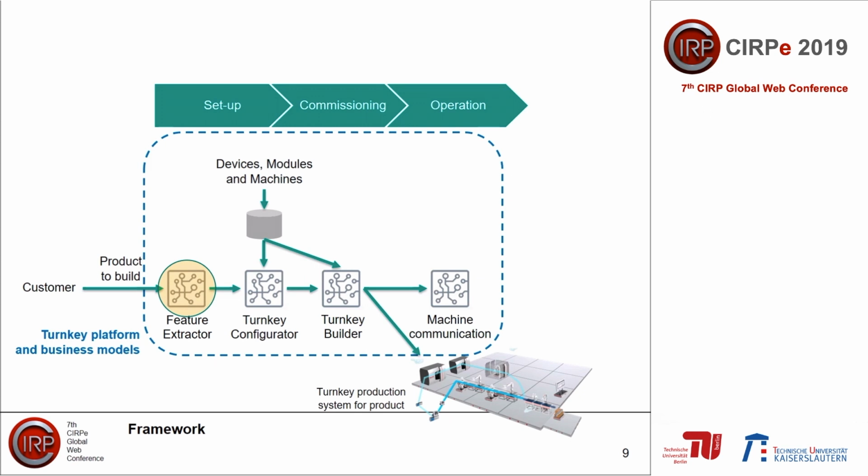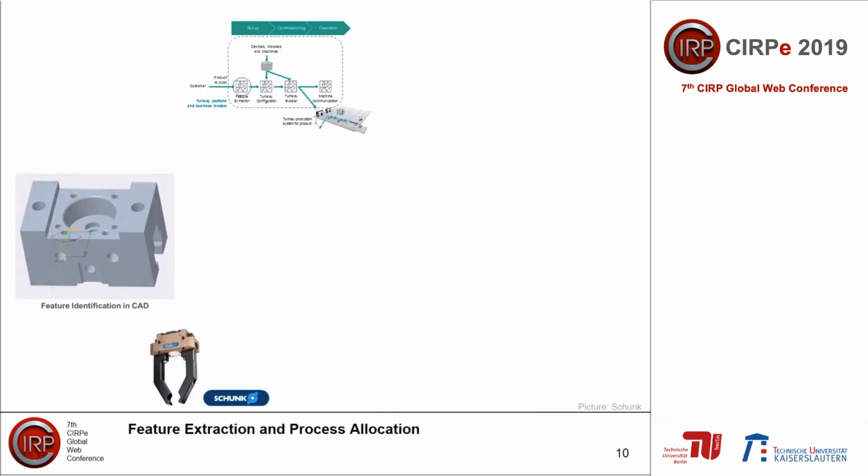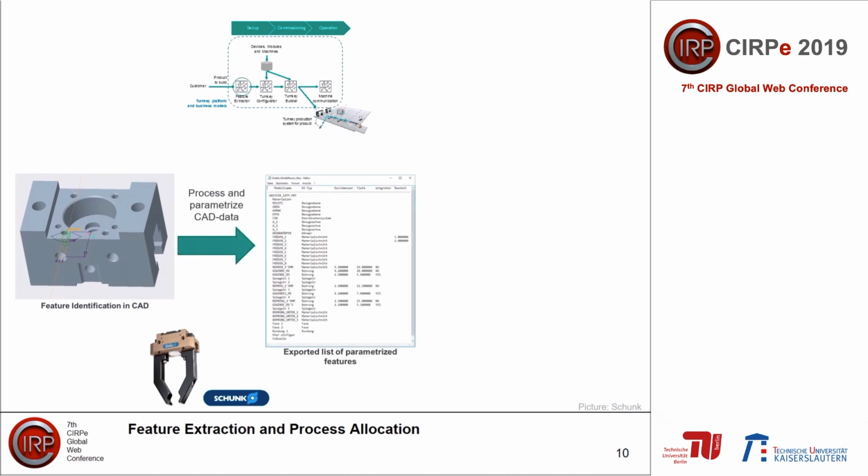Now I want to go a little bit more into the details of the individual steps, starting with the feature extractor. On the left, you can see the housing part of a shunt gripper, as depicted on the lower left. The feature extractor analyzes the CAD and then creates a file, in which all recognized features and feature parameters are listed. An item on this list can be, for example, one of the boreholes together with its diameter, depth and position.